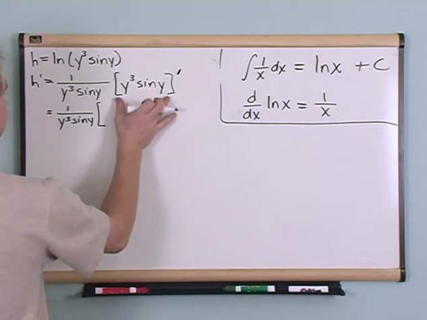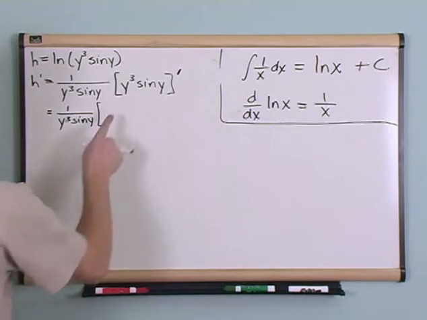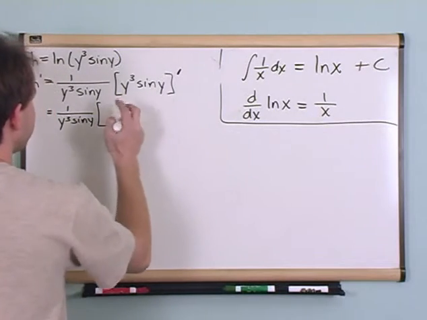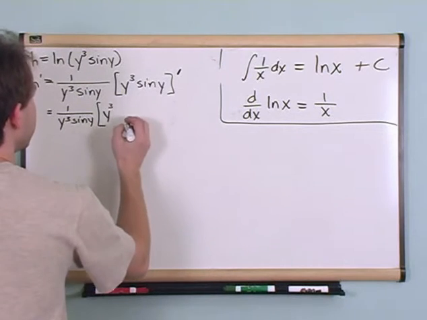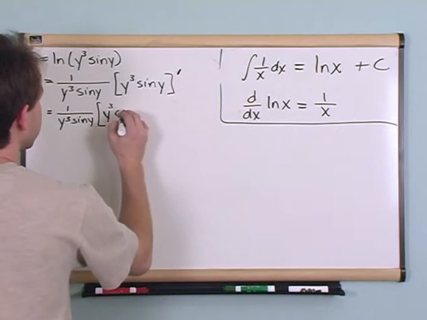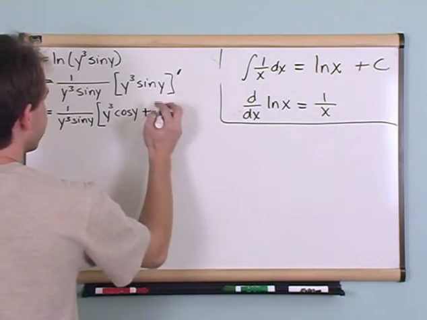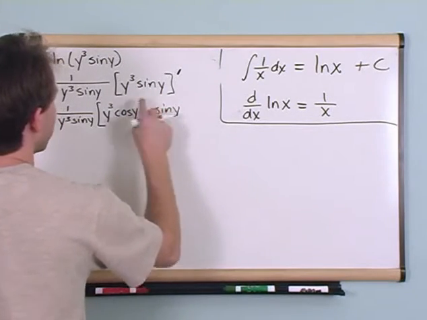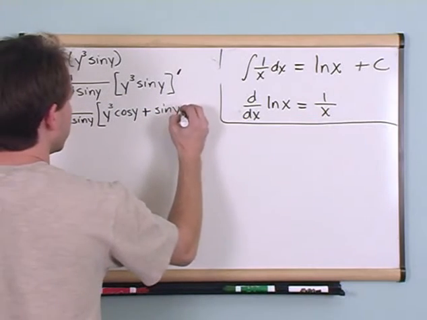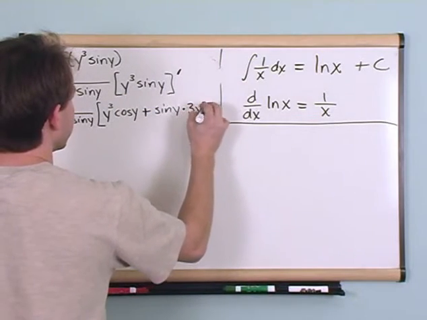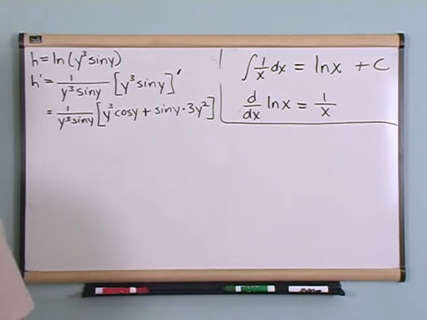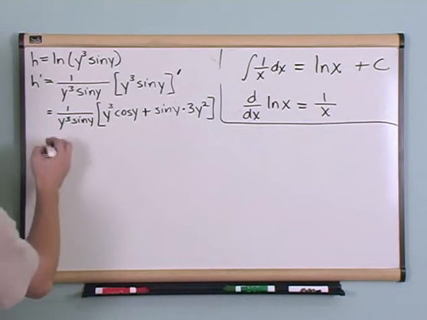So then when you do this, what's the derivative of this quantity here? This is two terms multiplied together. So you have the first term times the derivative of the second term. The derivative of sine is cosine, plus the second term times the derivative of the first term, which is just 3y squared. And we've been doing derivatives of that type all day long.